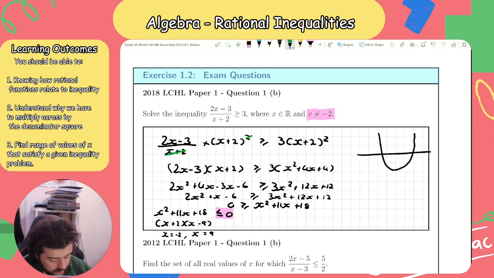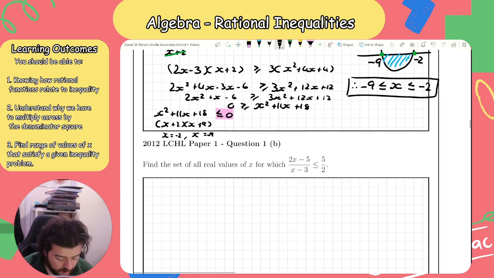Plot them out. Minus 2, minus 9. I'm looking for the values below the x-axis, according to this little inequality here. So I'm looking for these ones here. Minus 9 is my leftmost value. Minus 2 is going to be my rightmost value. So my inequality is going to be x is greater than or equal to minus 9, but less than or equal to minus 2. And that's my answer there.